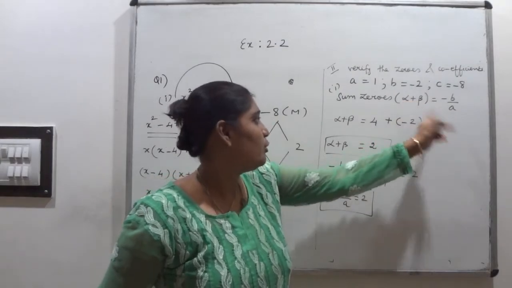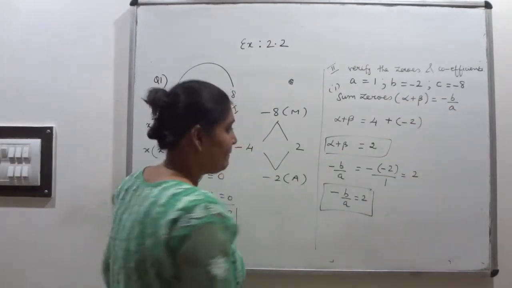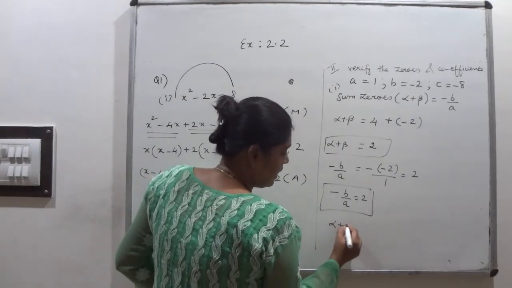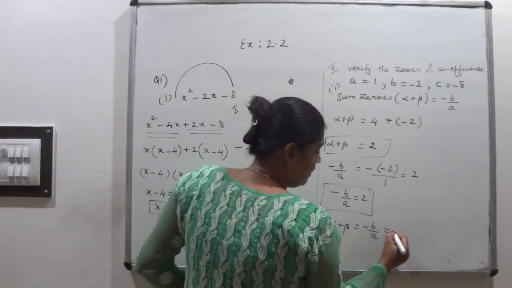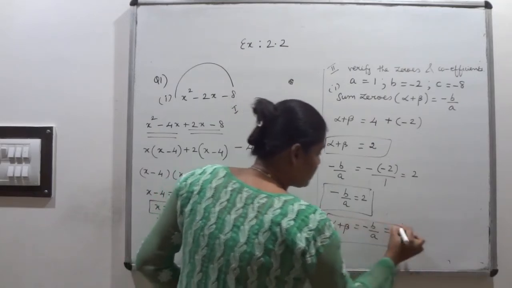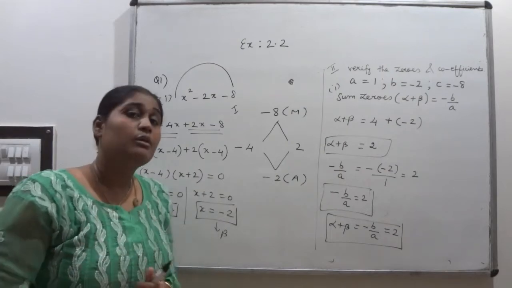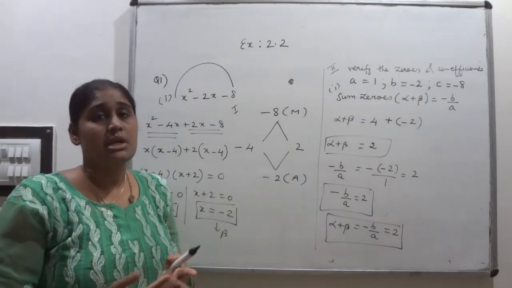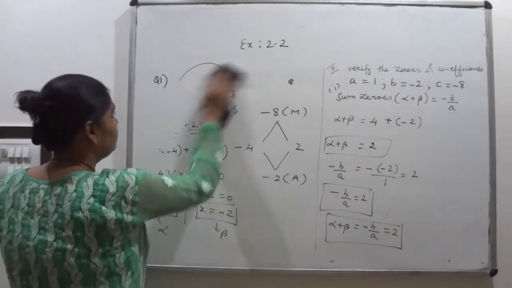That only you have to prove it. Sum of zeros, alpha plus beta, which is equal to minus b by a. So both are equal here. So write it here, alpha plus beta, which is equal to minus b by a, equal to 2. So first case is proved. Okay. Go for the second one. What do you have to prove? Product of zeros, that is c upon a. That's also I have to prove.